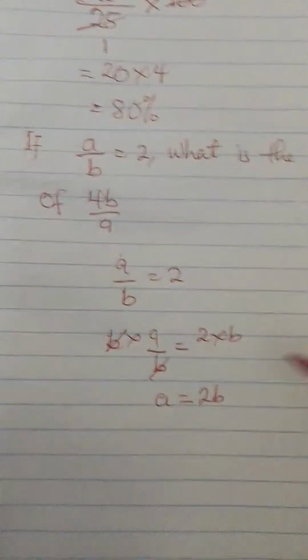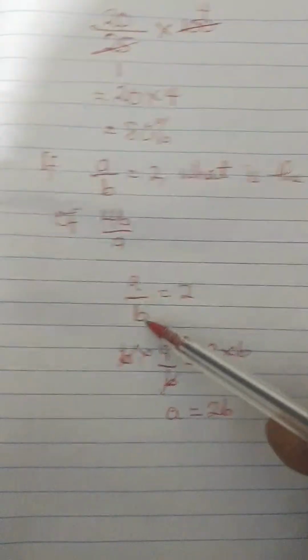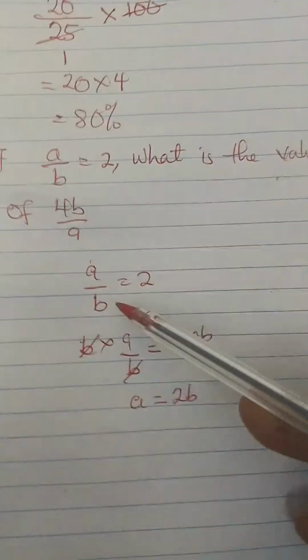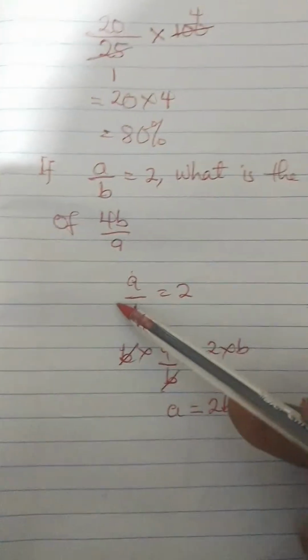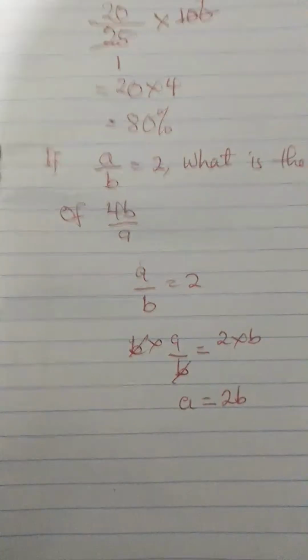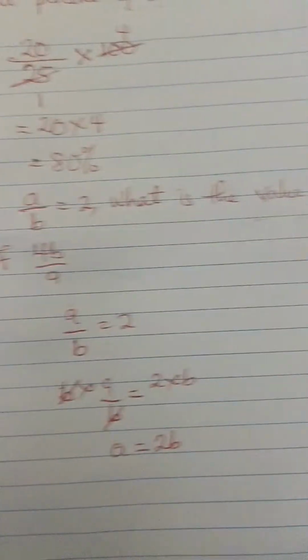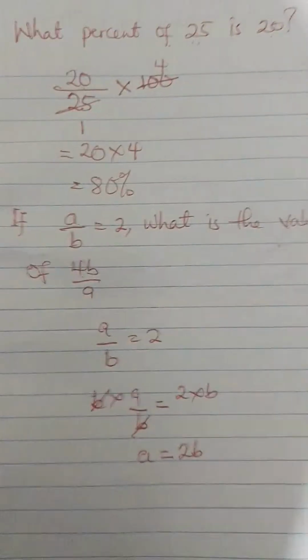So we have LCM to be B, so the B will multiply this. Then multiply this, so we get A is equal to 2B. Then you substitute into what they are asking for. What is the value of 4b?